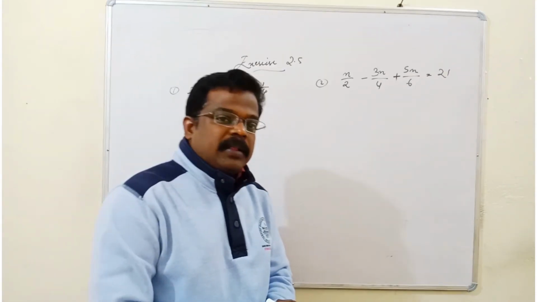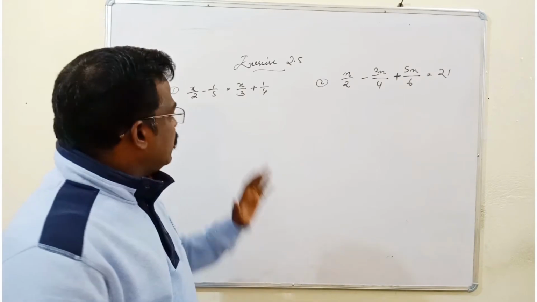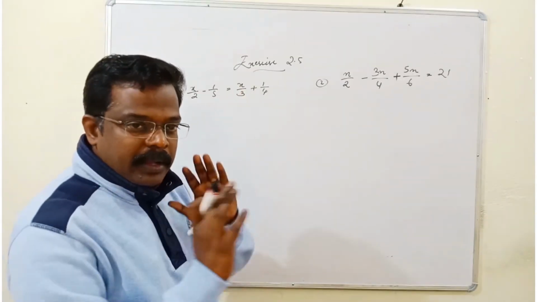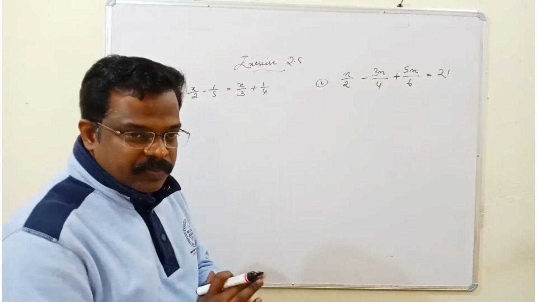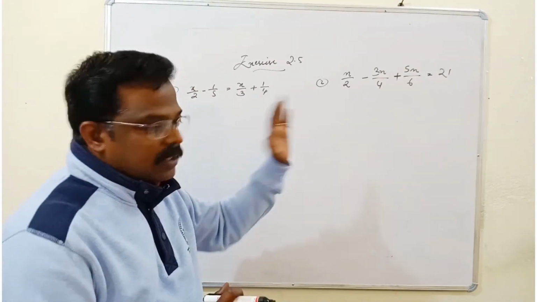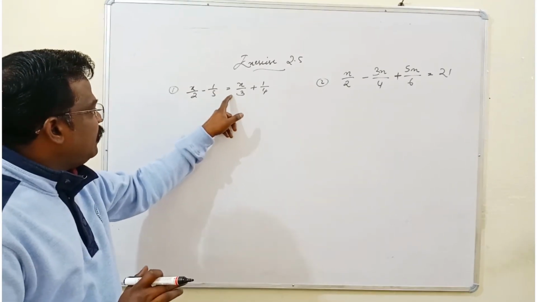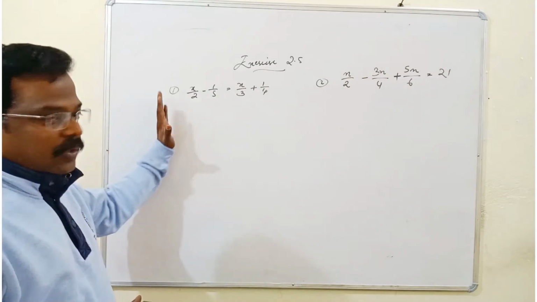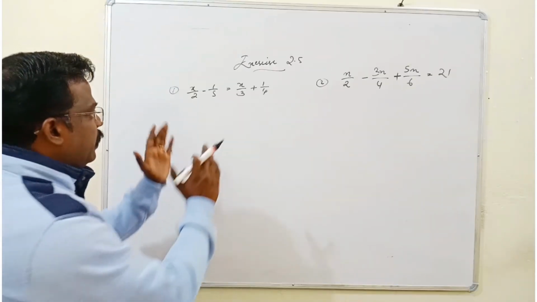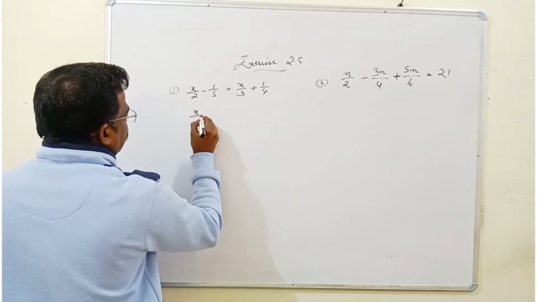Okay, let us solve another exercise, that is exercise 2.5. Here we can see some fractions in these linear equations. How can we form a linear equation from this, and how can we solve it? Let us check. The first question is x by 2 minus 1 by 5 equals x by 3 plus 1 by 4. The first step that we want to do is to bring the x terms together. So here x by 2 is already here.